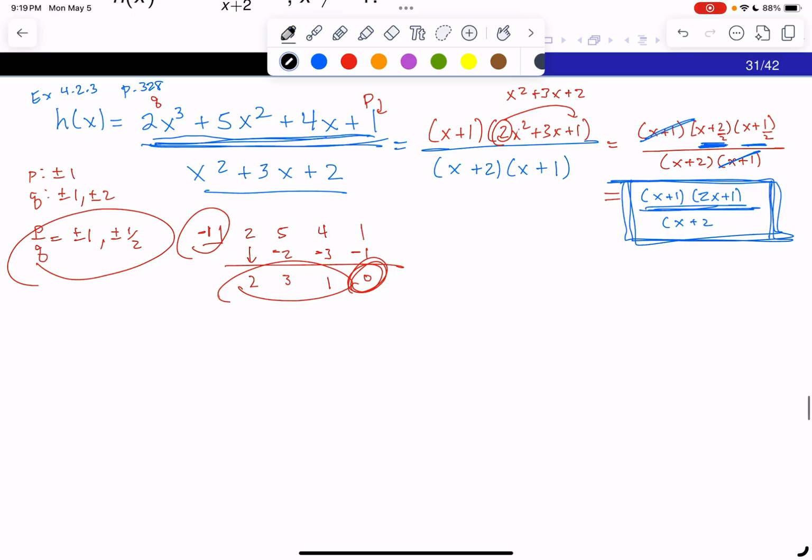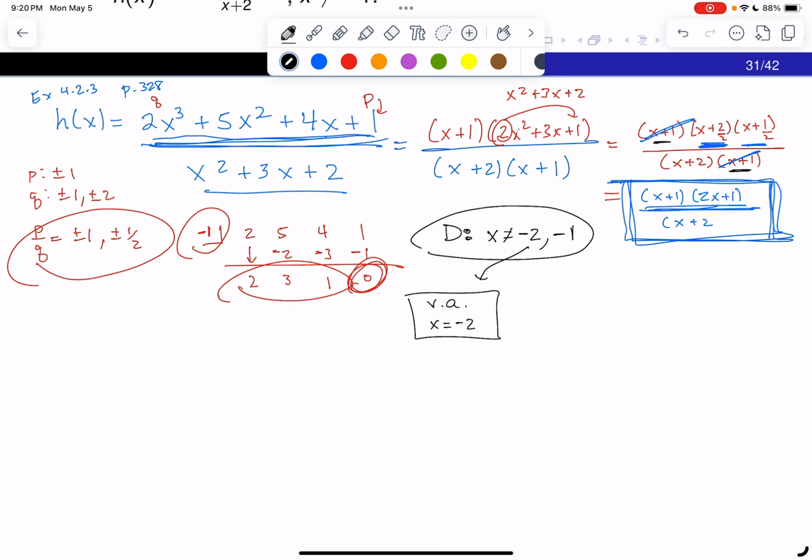Now, let's go through it. First of all, I'm going to put stuff in black here. Domain. X cannot equal -2, but it also can't equal -1 because that is an undefined value. So this is the domain. Now, the -2 is a VA.